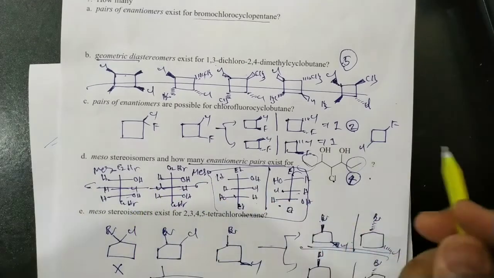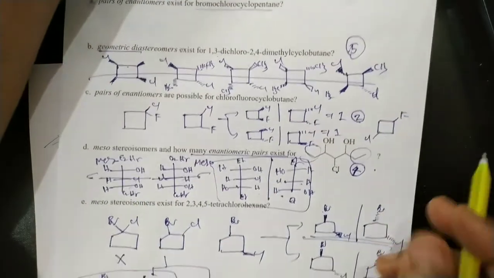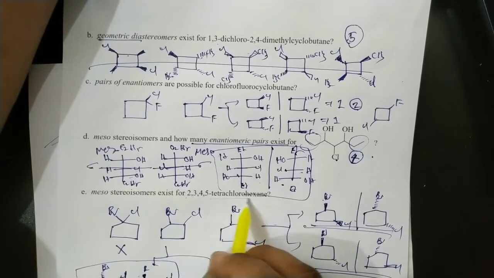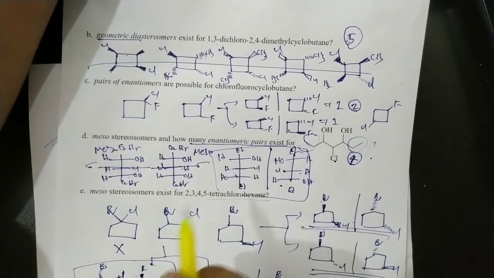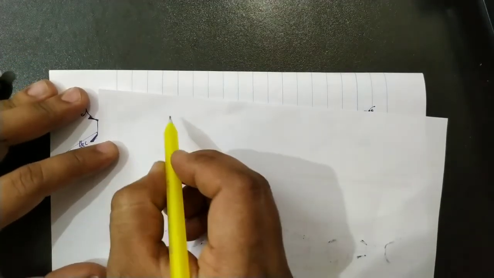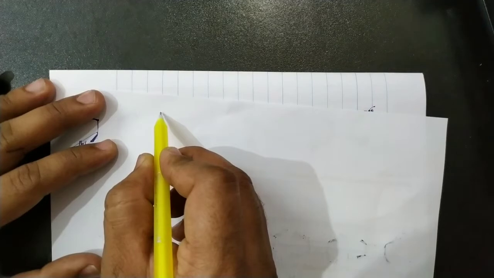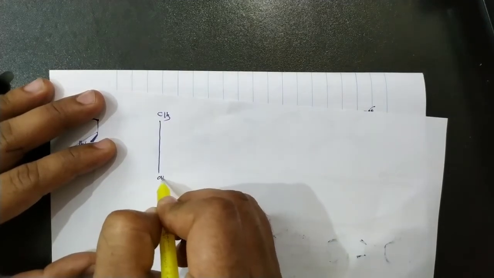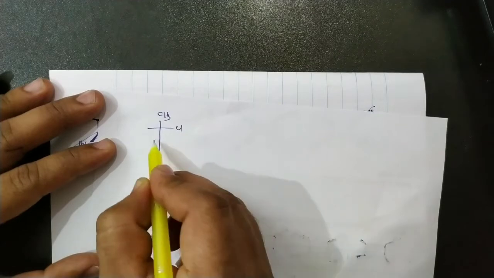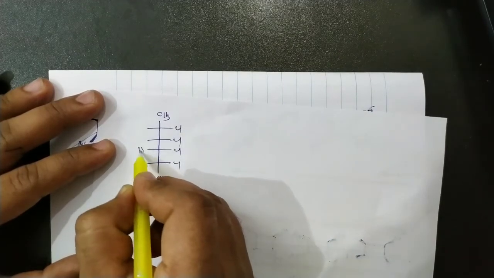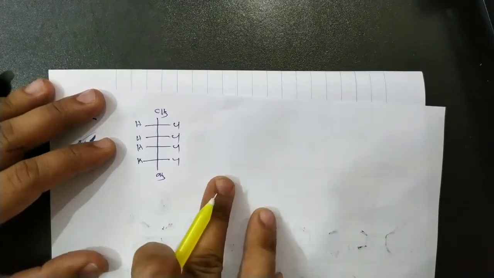Okay, that's it. Next, finally, the meso stereoisomers that exist for 2,3,4,5-tetrachlorohexane. So in this case, we can write the structure like this. For this compound, we can write the structure like this. Hexane. So here in this case, CH3. How many chiral carbons? Totally four chiral carbons. So here chlorine, chlorine, chlorine, and chlorine. Here hydrogen, hydrogen, hydrogen, hydrogen.